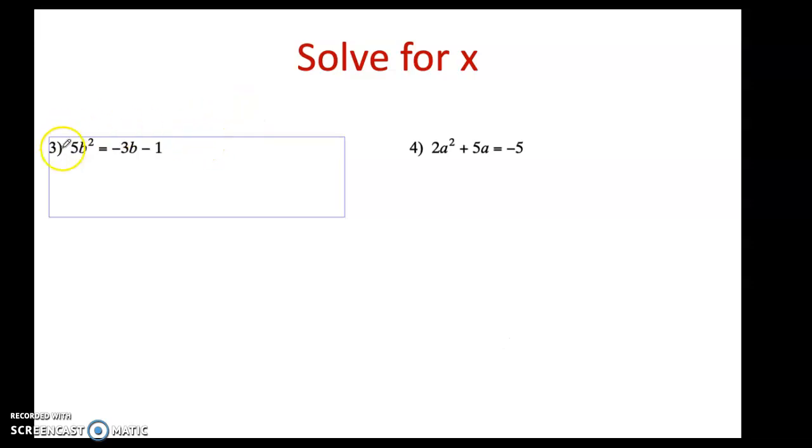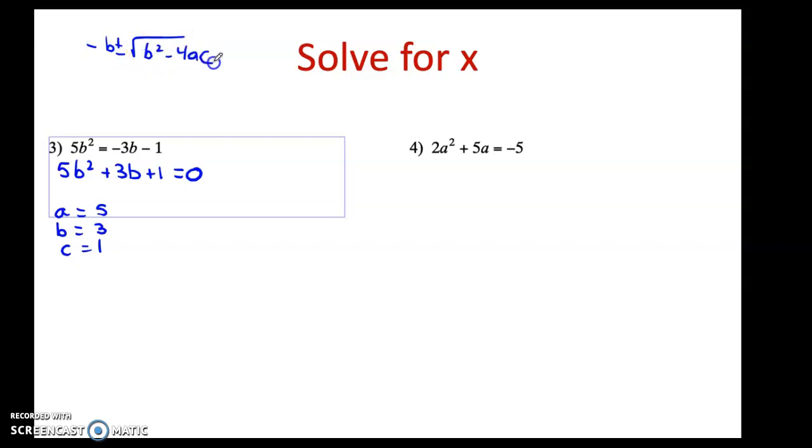So again, this is not in standard form, so we're going to rewrite it as 5b squared plus 3b plus 1 equals 0. And then we know my a equals 5, b equals 3, and c equals 1. Again, on top, write the formula, or write it for each problem, up to you. But that visual is very important.